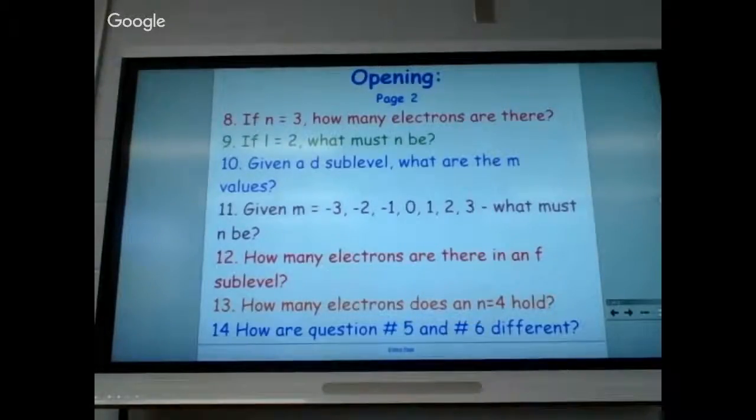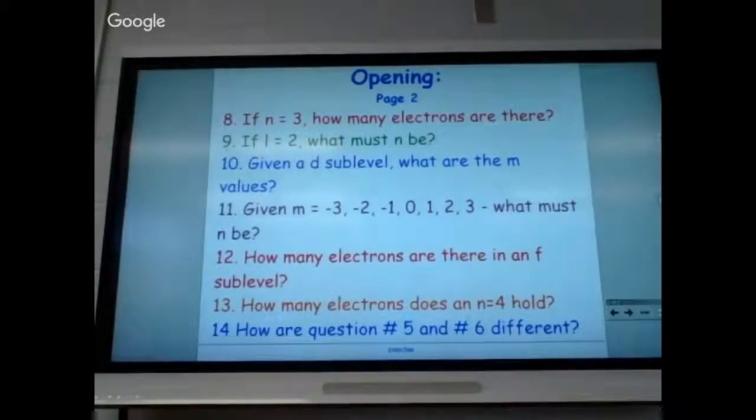And F is assigned what number? 3. So if L equals 2, what sublevel are we talking about? That's a D sublevel. Okay, so I've given you a D sublevel. So I'm asking you, what is N? The minimum N has to be in order for you to have a D sublevel. 3 is the correct answer.